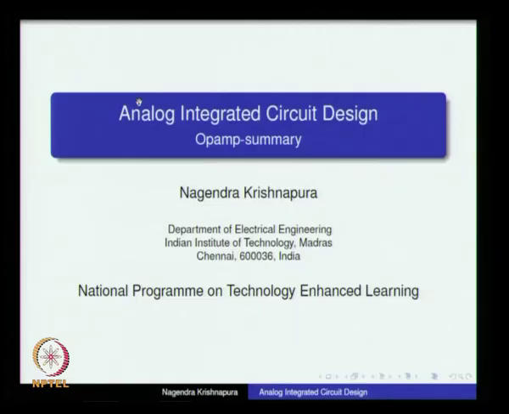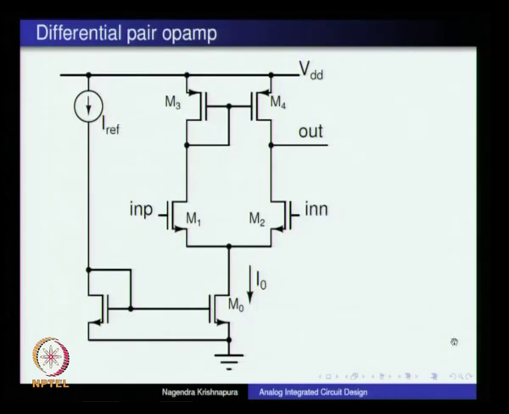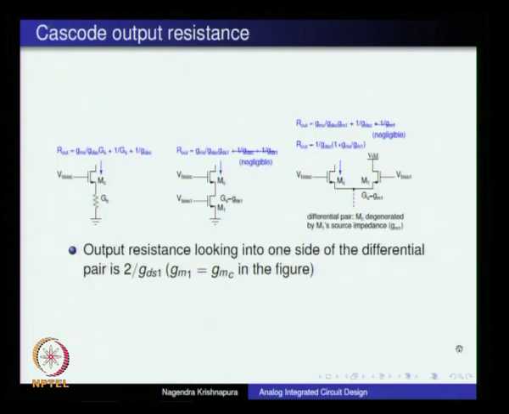This is a quick summary of the op amps as we have studied them so far. This is the differential pair op amp. Now, the output resistance can be calculated using this. We know that the output resistance of the cascode is given by this formula when we have a resistor with conductance Gs in the source of the transistor MC. So, if we have another transistor, it will be GDS1 instead of Gs.